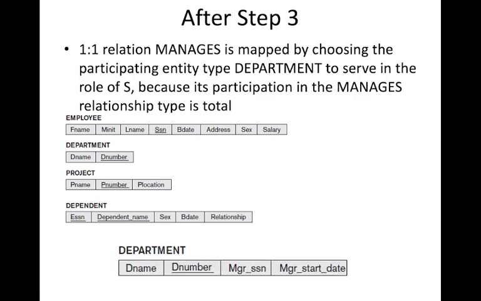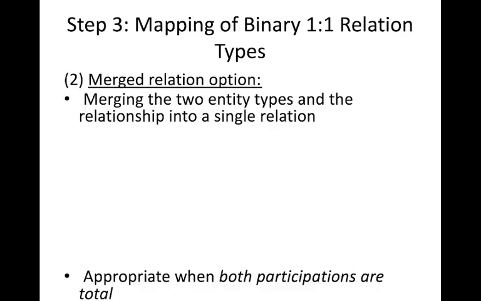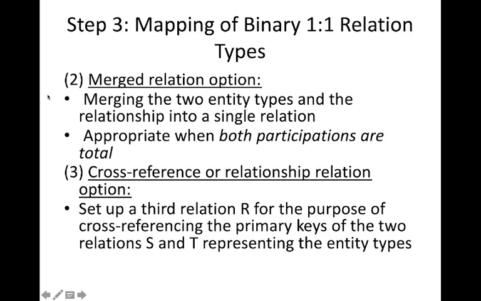So in the third approach, a new relation will be formed. That is known as cross reference. We will set up a third relation for the purpose of cross referencing the primary keys of the two relations S and T. So we will take the primary keys of S and T and form a new relation. So that is all about step 3.